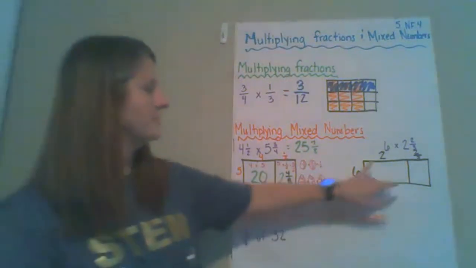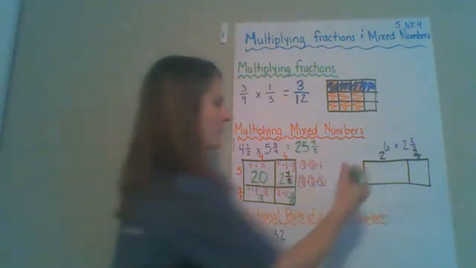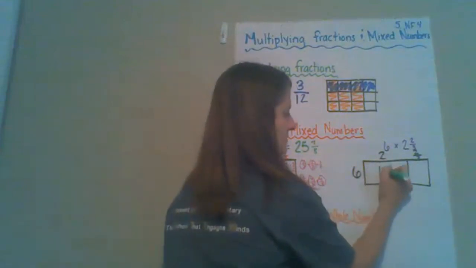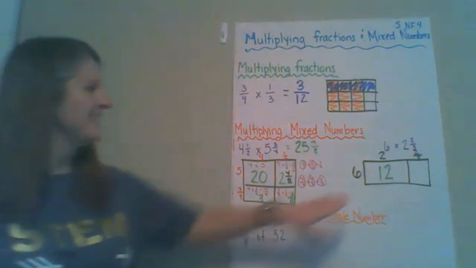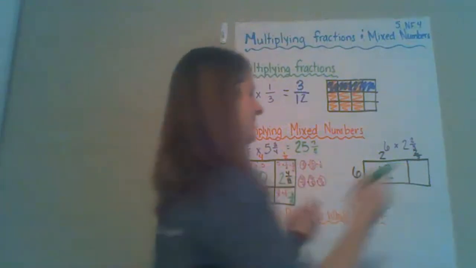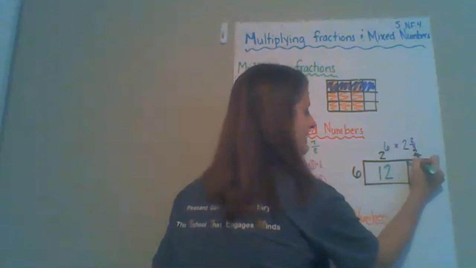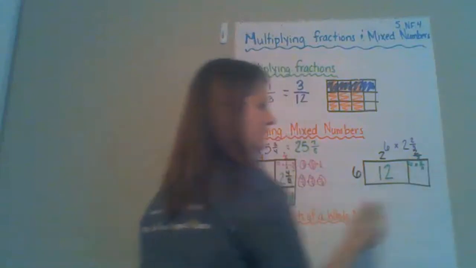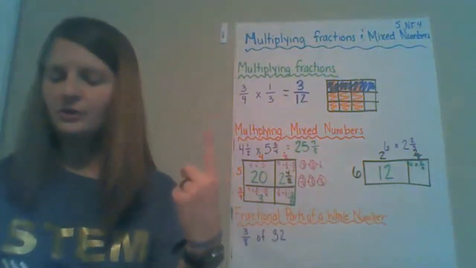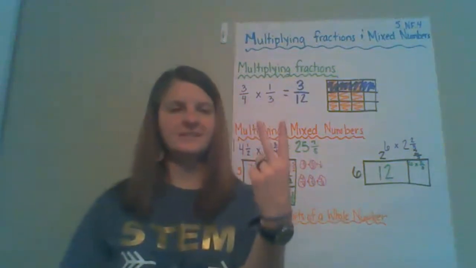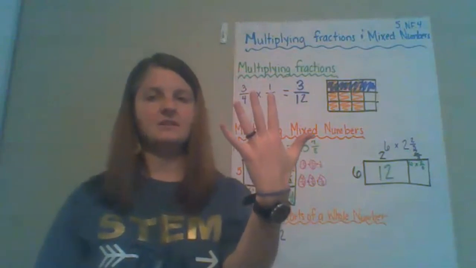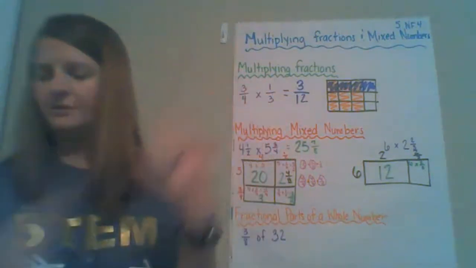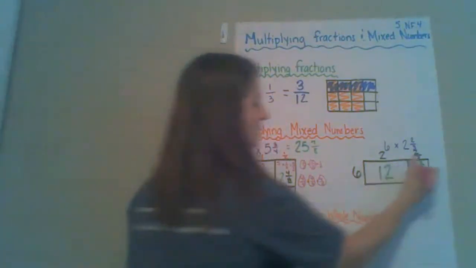So right here, I'm going to do 6 times 2. What is 6 times 2? I know somebody out there said 12 because y'all are so smart. And then here, I have 6 times 2/3. So that's 2/3, 4/3, 6/3, 8/3, 10/3, 12/3. Okay?